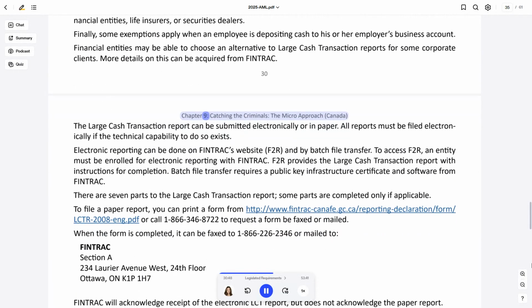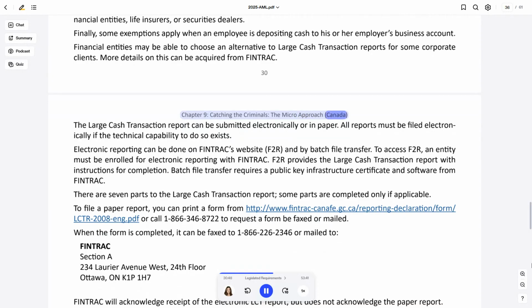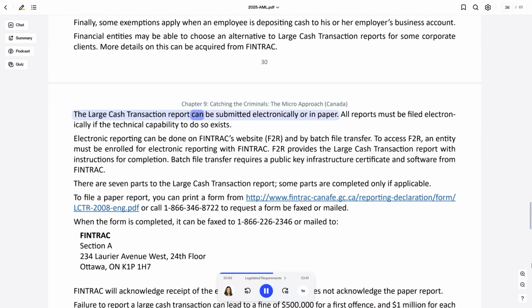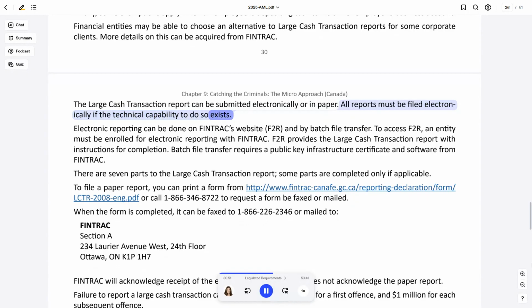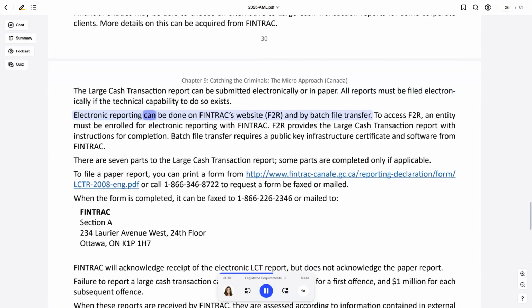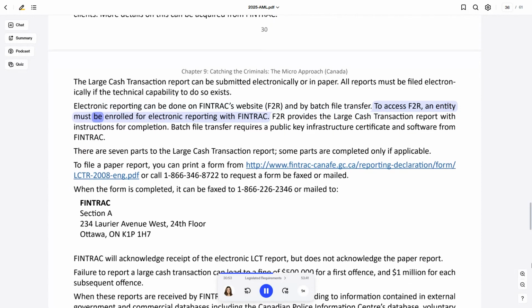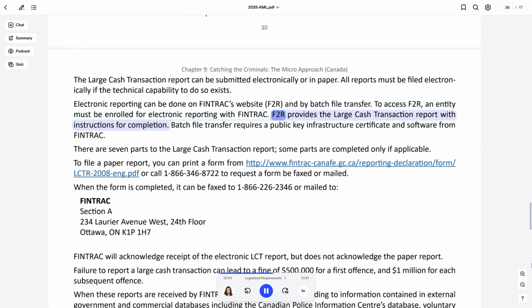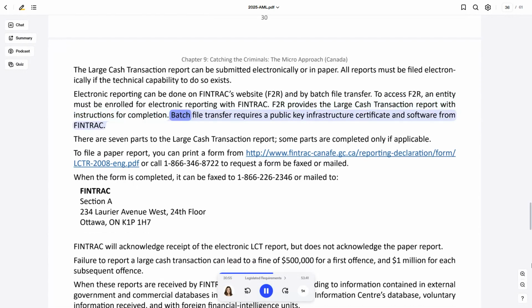Chapter 9, Catching the Criminals, the Micro Approach Canada. The large cash transaction report can be submitted electronically or in paper. All reports must be filed electronically if the technical capability to do so exists. Electronic reporting can be done on FINTRAC's website, F2R, and by batch file transfer. To access F2R, an entity must be enrolled for electronic reporting with FINTRAC. F2R provides the large cash transaction report with instructions for completion. Batch file transfer requires a public key infrastructure certificate and software from FINTRAC.